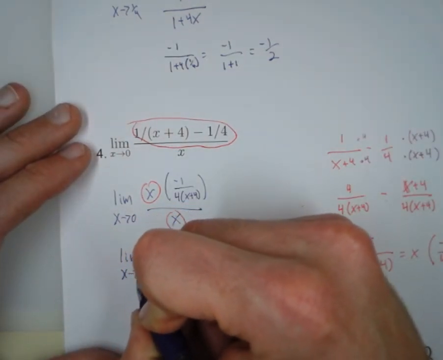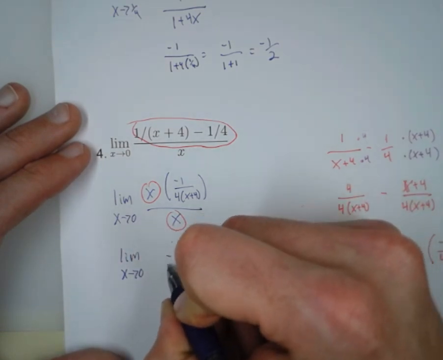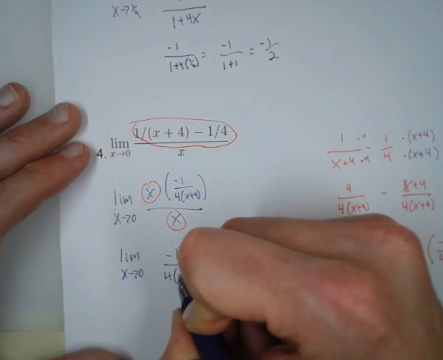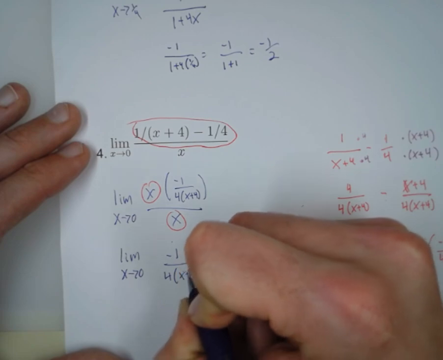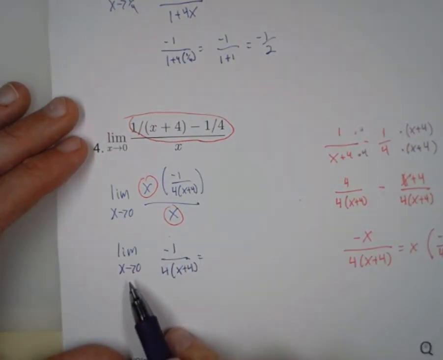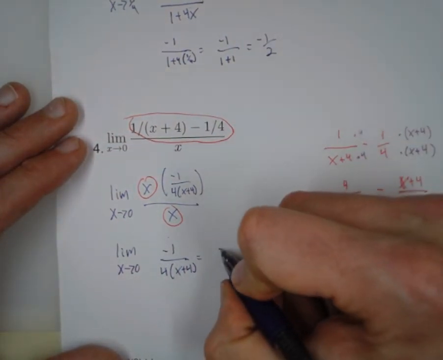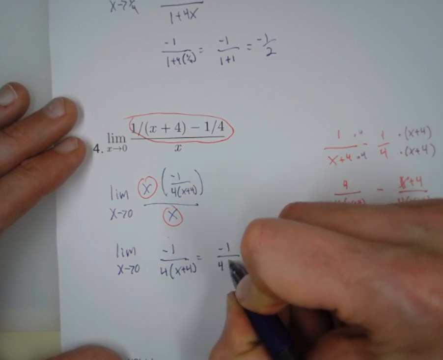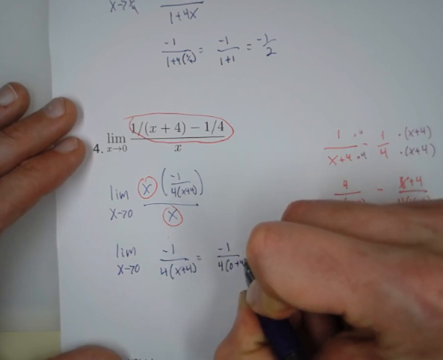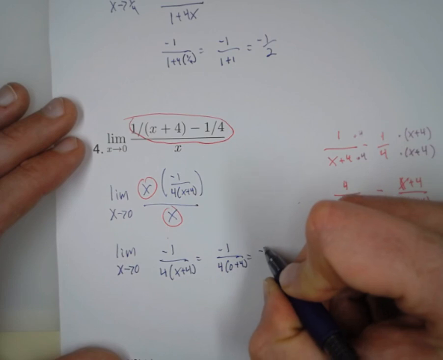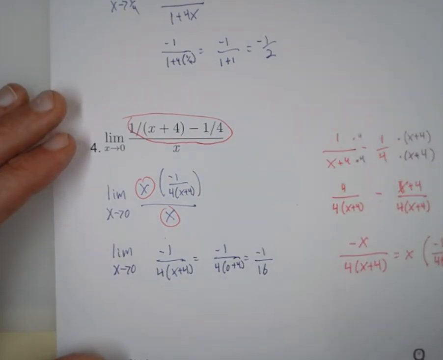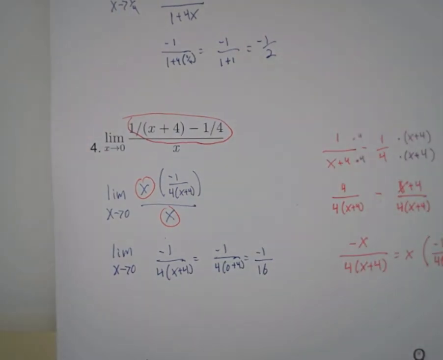So the limit as x approaches 0 of negative 1 over 4 times x plus 4. And now we substitute in 0. So we have negative 1 over 4 times 0 plus 4. And we're left with negative 1 over 16. And there is our limit.